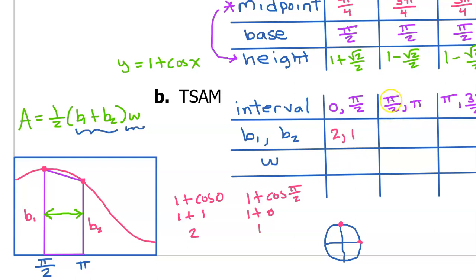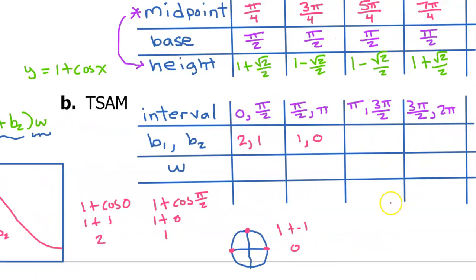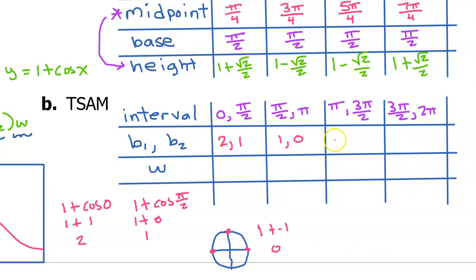All right, what about pi over 2? Well, we just did pi over 2, so that's going to be 1. What about pi? B2 is going to be the value of the function at pi. Well, pi is right here, where cosine is going to be -1. So that's going to give us 1 plus -1, which is 0. So B2 is going to be 0. And we just did pi, so we know that's going to be 0 again.